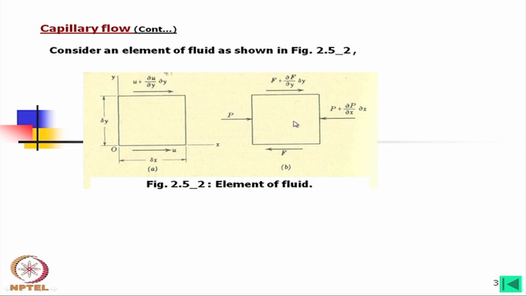Now, if we think of the force balance, what forces are acting? Mind it, we have taken a fluid element at the middle, not at the bottom or the top, for our clarity. Then what we find is that on this side there is a pressure field P, and here the pressure will be P plus del P by del x into del x.